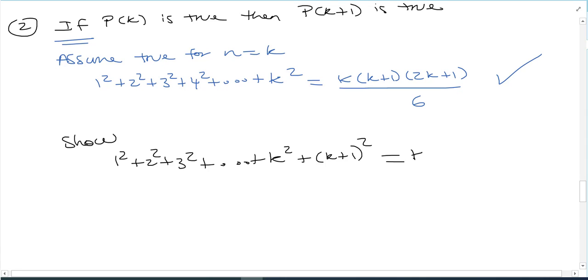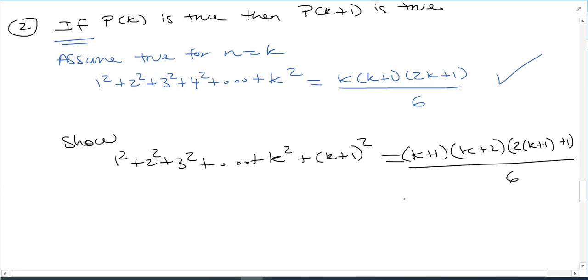So I'm going to have k plus 1, right? Replacing the n with k plus 1. k plus 1 plus 1 will give me k plus 2. And then 2k plus 1 and then plus 1, the whole thing over 6. Let's simplify this so that it looks better.